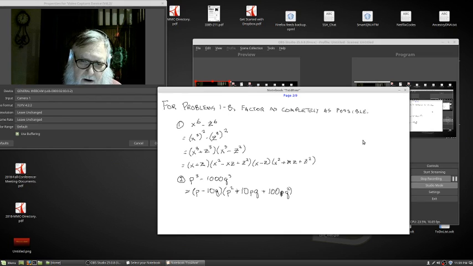Right, now, you won't necessarily get the problems in this order, but they are kind of grouped together so that all the ones where you're just factoring are all together, and all the ones where you're going to solve equations for x are together. And the two word problems will be mixed in with them. So for these first ones, we want to factor as completely as possible.